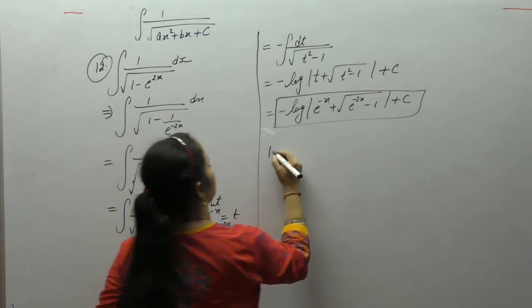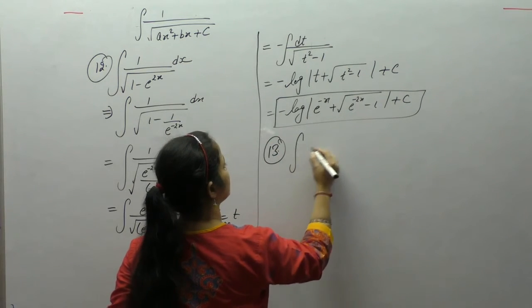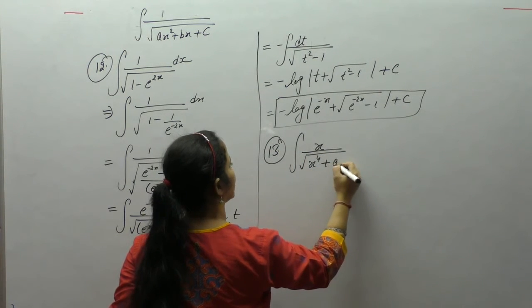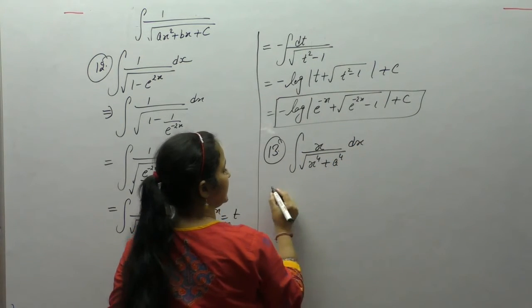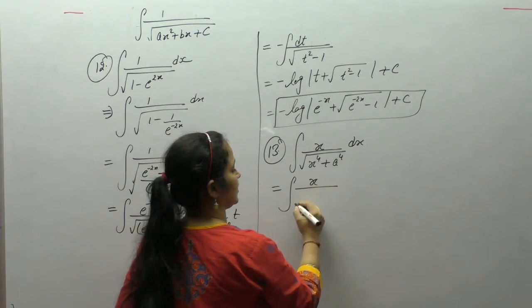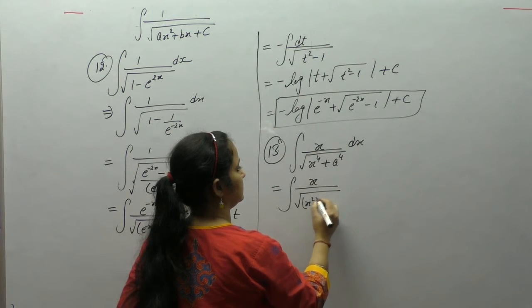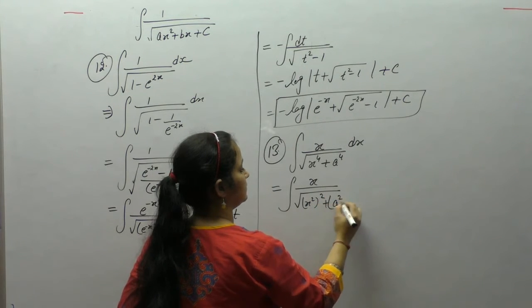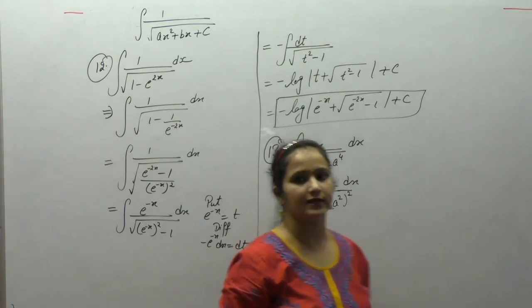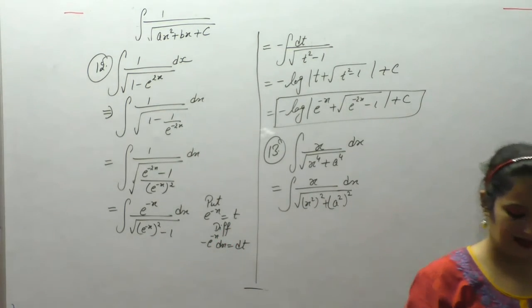Let's start with some more questions of these types. The integral of x upon x^4 plus a^4. Here in the first step we write x^4 as x square whole square. Now we have the derivative of x square in the numerator, so put x square as t here.